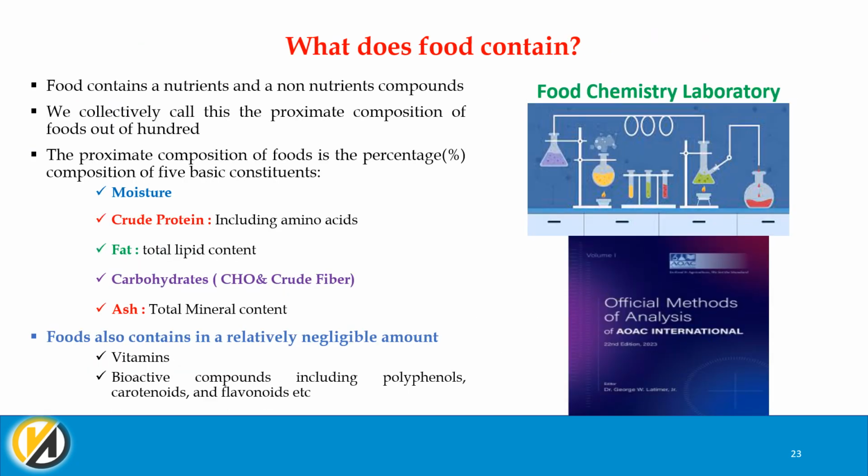Okay, having said that, let's discuss the contents of food. Food contains nutrient and non-nutrient compounds. We collectively call this the proximate composition of foods. The proximate composition of food means the percentage composition of 5 basic constituents. This includes the moisture content, the crude proteins including amino acids, fat or the total lipid content, carbohydrates including digestible and non-digestible carbohydrates, which means crude fiber, and the last one is ash, which is the total mineral content. Ash is what remains after we burn the organic contents of the foods.